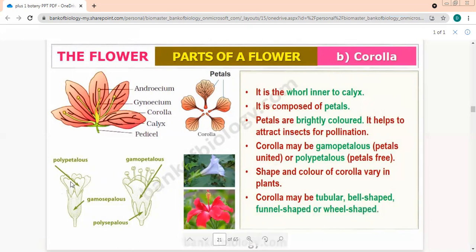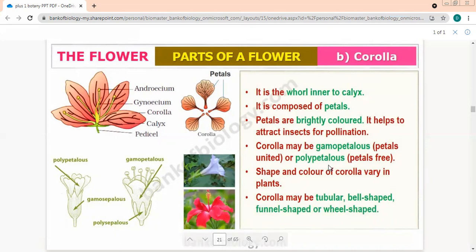Okay, identify this. First, let me tell you what gamopetalous is. All the petals are united, completely joined to each other. So this is gamopetalous. If the petals are free like this, then this is polypetalous. Beta, identify this. What is this? Is this gamopetalous or polypetalous? Gamopetalous. Very good. What about this? Polypetalous. Very good.